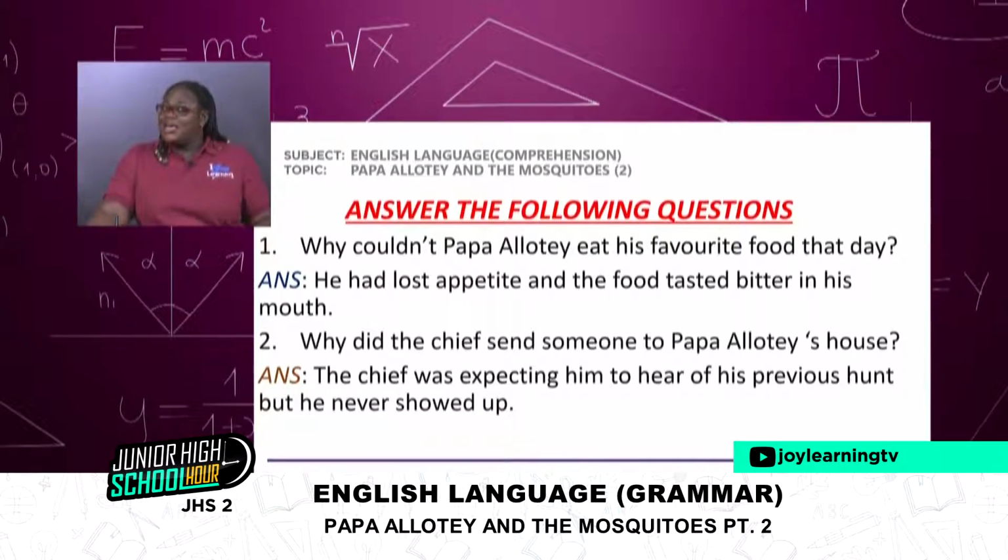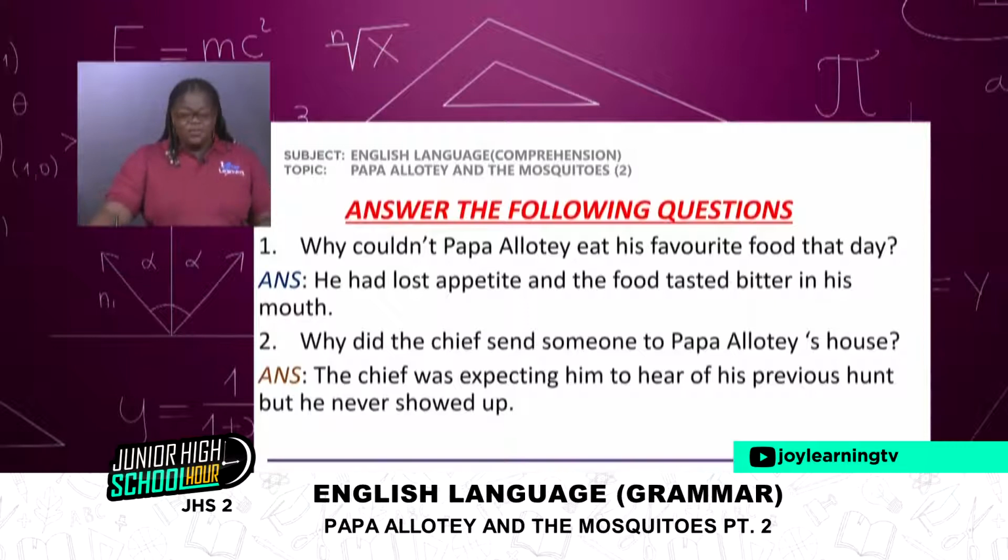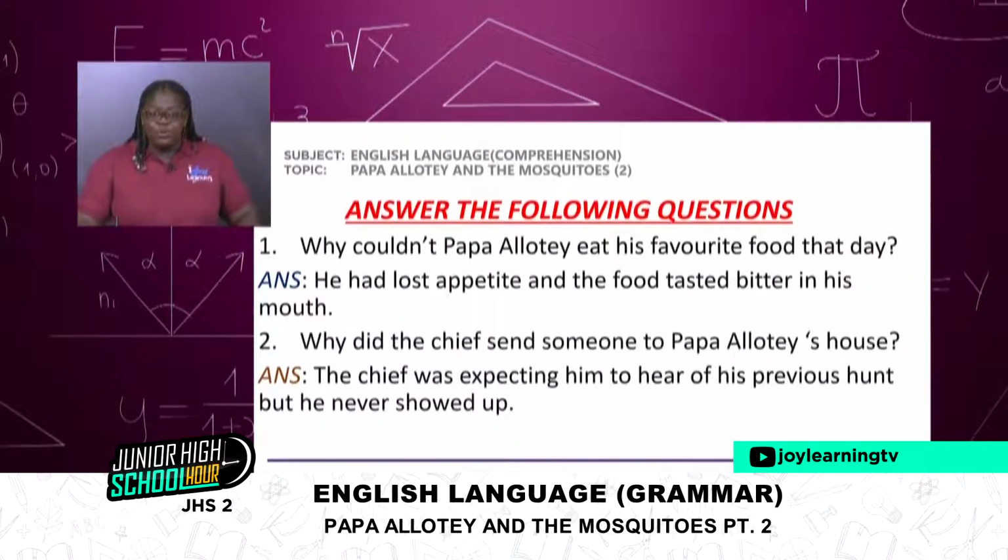Why? Who can tell me? I have my answer here. So why couldn't Papalo eat his favorite food that day? Answer: he had lost appetite and the food tasted bitter in his mouth. Symptoms of malaria. Sometimes you don't feel like eating, the mouth becomes so sour. Even when you're eating, you don't feel the taste of the food and all that. They are all symptoms of malaria. So Papalo had lost appetite and the food tasted so bitter in his mouth.